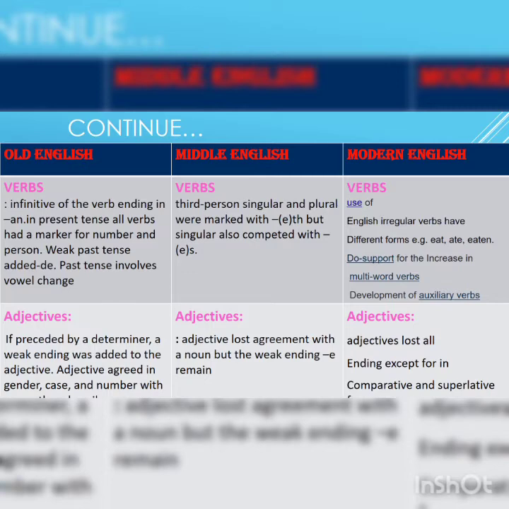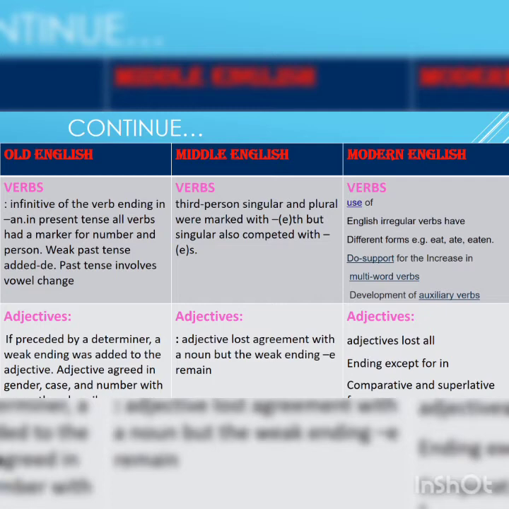Whereas in Middle English, third person singular and plural were marked with th, but singular also competed with es at the end. Whereas in Modern English, the irregular verbs have different forms, such as the different irregular forms of eat: eat, ate, eaten. These are irregular verbs. They do support the increase in multi-word verbs. Another development in Modern English is the development of auxiliary verbs.